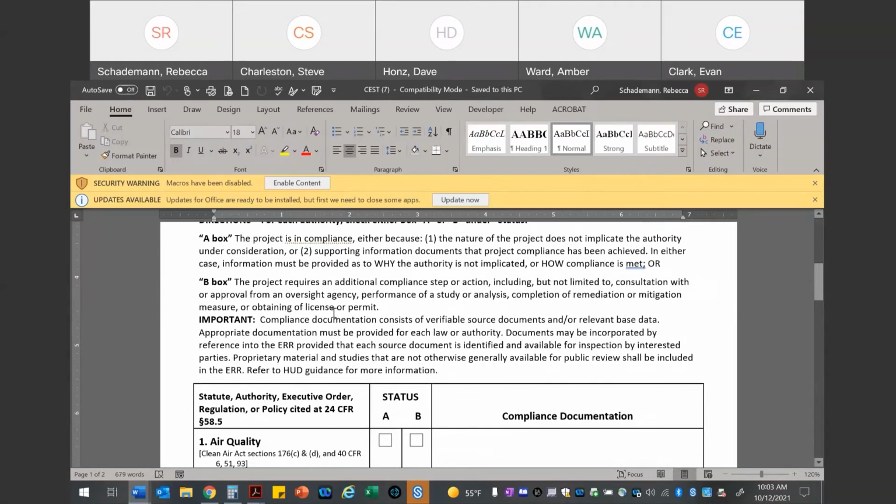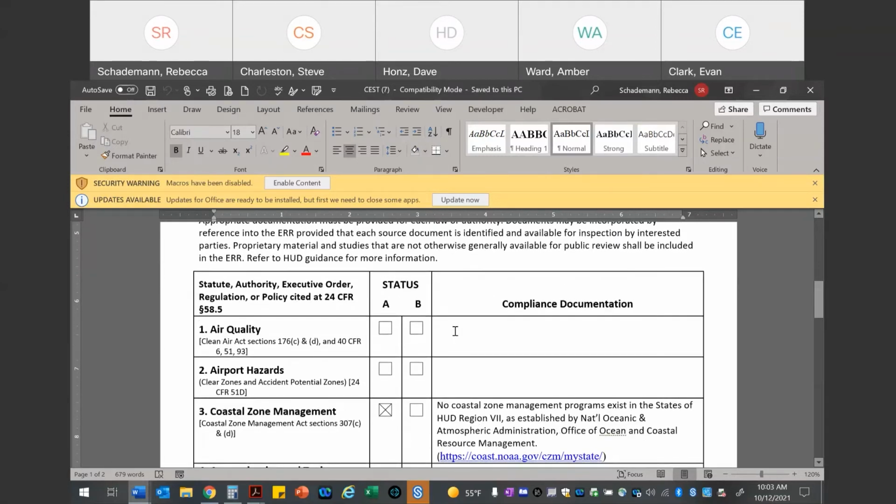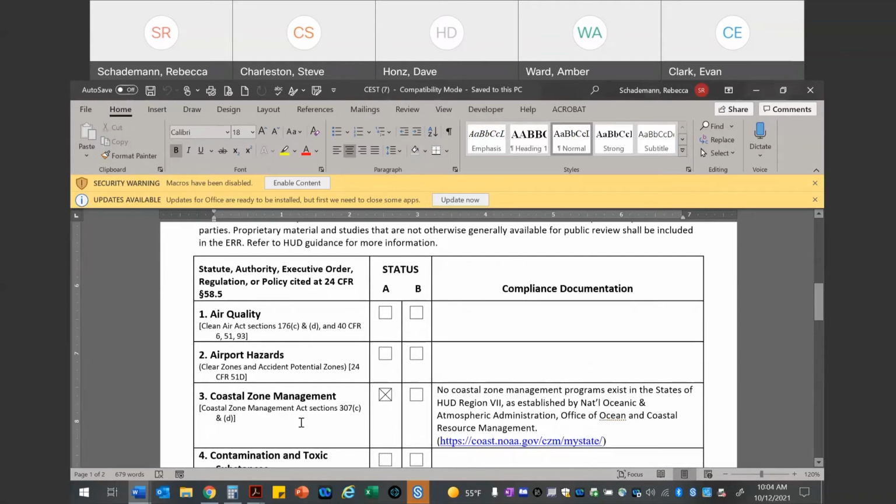The project requires an additional compliance step or action, including but not limited to consultation with or approval from an oversight agency. So oftentimes you can figure out items such as coastal zone management from an overview, the broad review of the environmental review record. You already know there are going to be no coastal zone management issues because we're not near one. Super easy. So that one you don't need to evaluate again once you know your specific site address for that commercial rehab activity or the owner-occupied rehab activity.